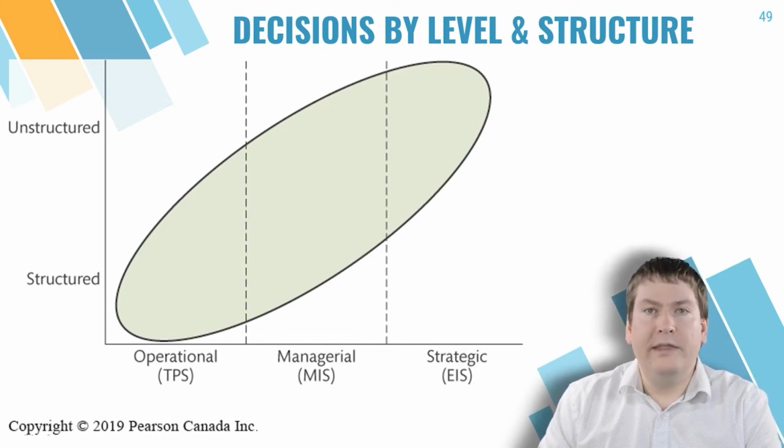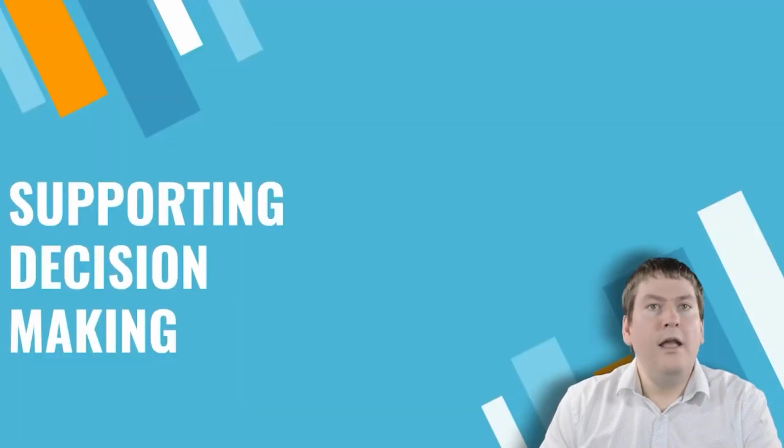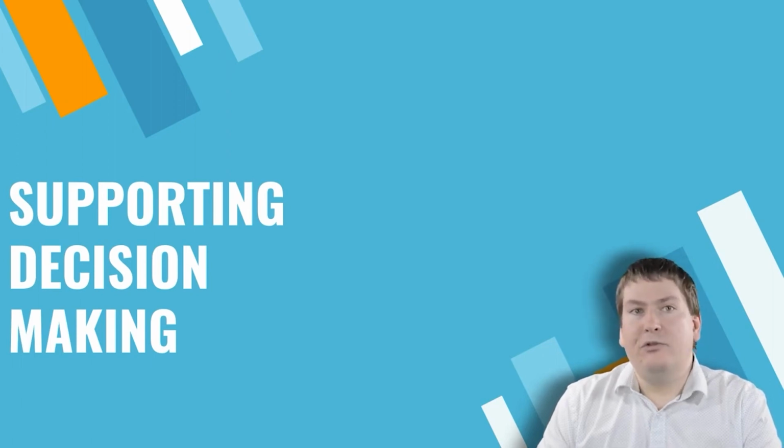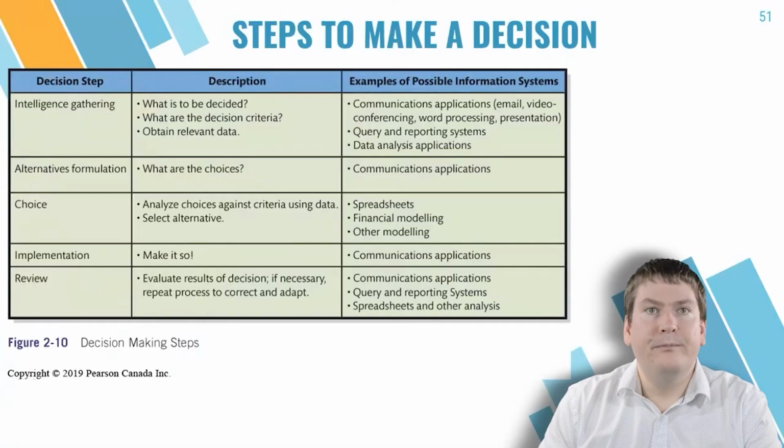I should also point out that structured and operational decisions tend to be the kind that are easier and more beneficial to automate. Automating unstructured decisions, on the other hand, can be far more costly and will likely produce worse results. Our last topic in this video will be supporting decision-making, and the steps required to make a good decision.